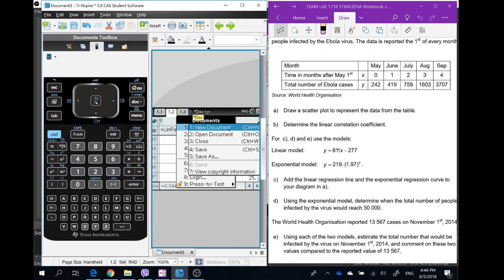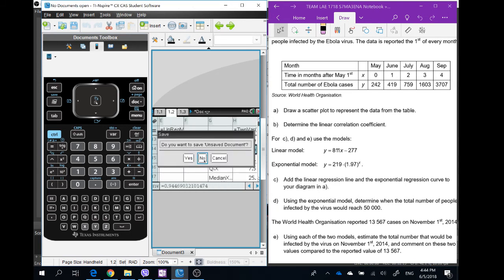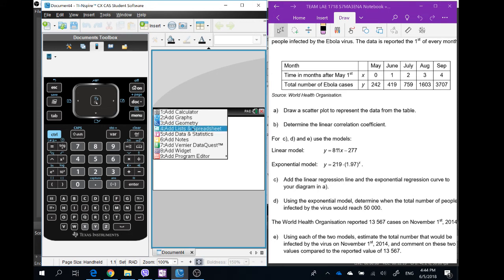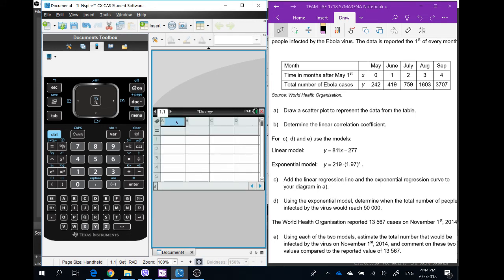New document, file, new document, and then add list. Here are months, here are Ebola cases, and then you have 0, 1, 2, 3, 4. Here are 242, 419, 759, 1603, 3707. And then draw a scatter plot.